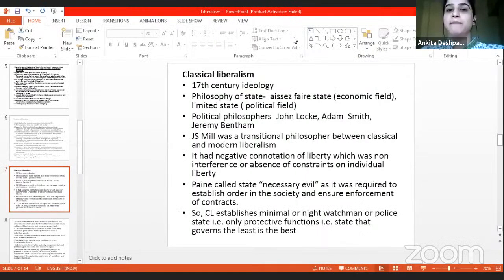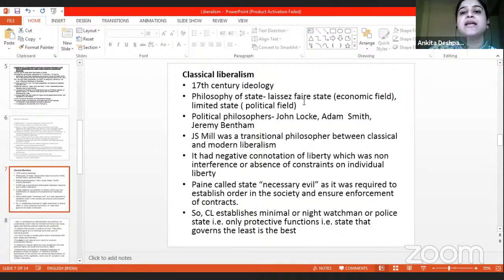Now we come to the main tenets of liberalism. First is classical liberalism, which starts in the 17th century. Here in the introduction, I told you that liberalism is a 17th century ideology. Locke also belonged to 17th century liberalism. The father of liberalism is nobody else but John Locke. Social contract theory, a 17th century ideology.